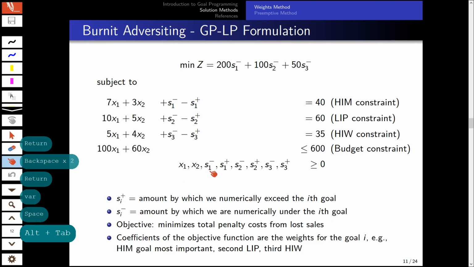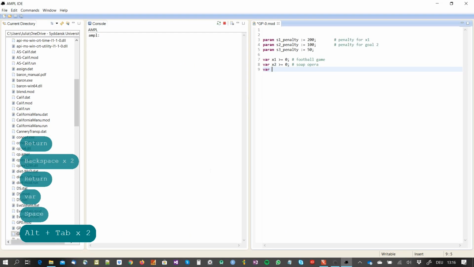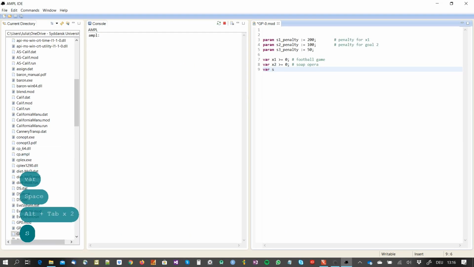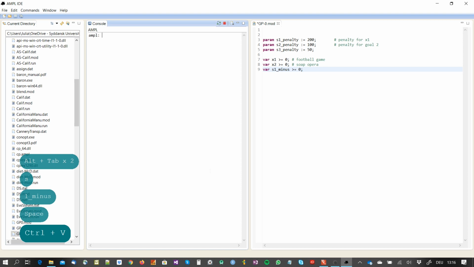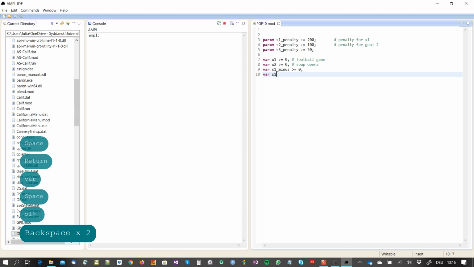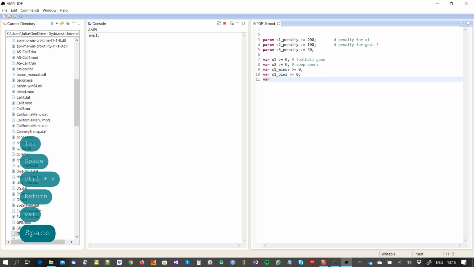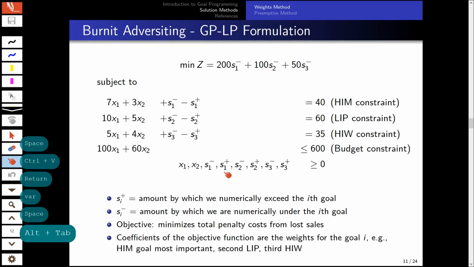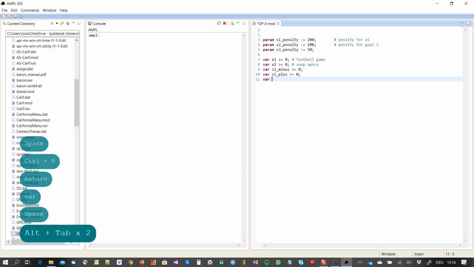And now we introduce the derivational variables. So we have S1 minus. That is also larger or equal to 0. And then we go on like this. So we have S1 plus larger or equal to 0. These are these two now, and now we need 4 more.